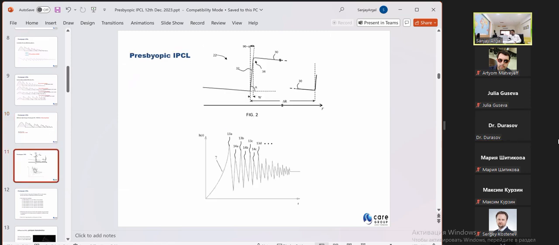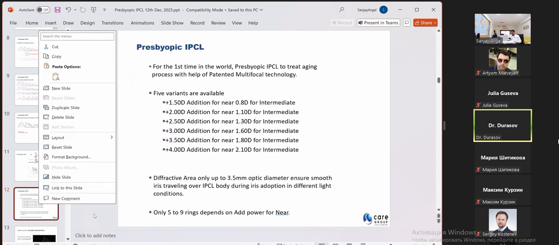So this is the actual design which we created on the computer. You can see clearly here, the steps are not at a right angle. These are slightly angled steps. So this is our very unique trifocal diffractive structure.